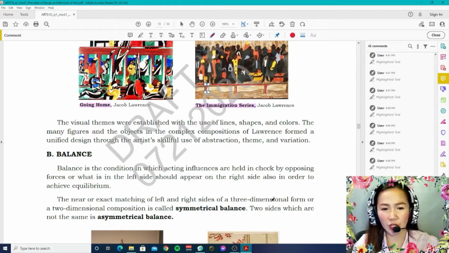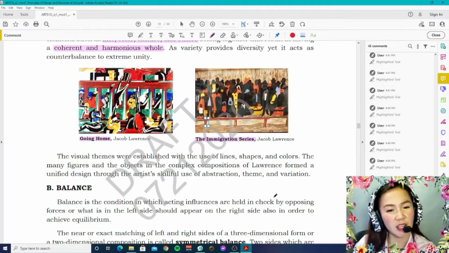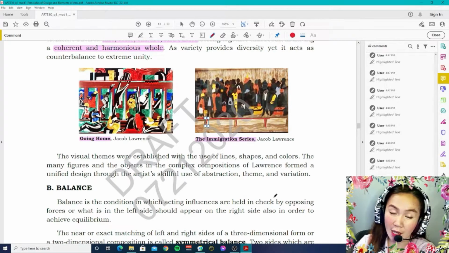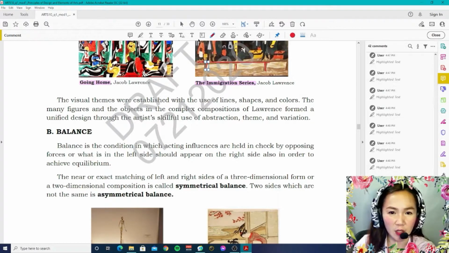The visual themes were established with the use of lines, shapes, and colors. The many figures and the objects in the complex composition of Lawrence formed a unified design through the artist's skillful use of abstraction, theme, and variation. Okay. She didn't use just one color, right? Many. Variation. Many colors were still used, but it still looks harmonious. Okay. Now, let's go to the next one.